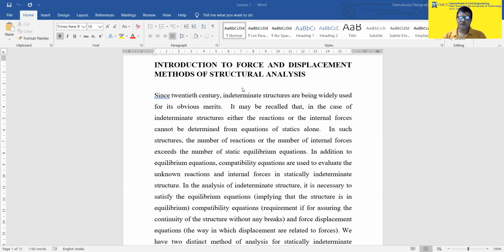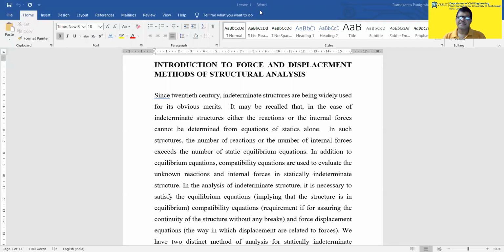Now, before going into the detailing of the force and displacement methods, you have already studied the analysis of determinate structures in structural analysis 1, where you did the calculation of shear force and bending moment diagrams, then deflection analysis of trusses and beams, then three-hinged arches, and three-hinged stiffening girders with cables.